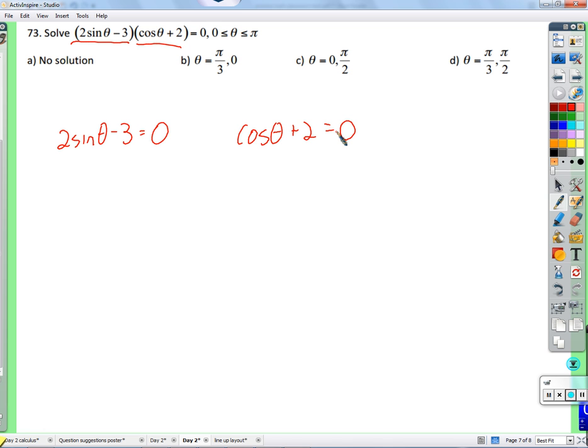The angle theta, right? Well, the first step would be to get anything that has theta in it on one side by itself and everything else on the other side. It's probably a good place to start. So let's do what? We could divide by 2, but then we get fractions to work with. So do that, and we get sine theta equals 3/2. Now what?